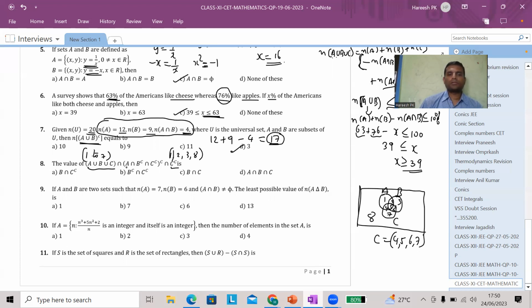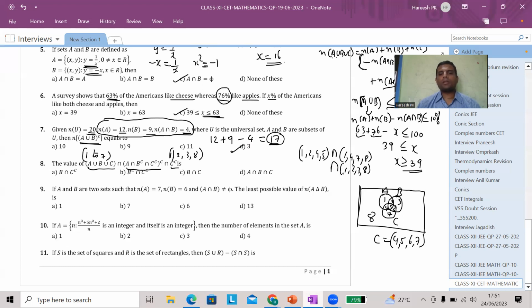What about this? A intersection B complement intersection C complement. So A is 1, 2, 4, 5. Intersection B complement. B complement means everything except B, except 2, 3, 5, 6. So it is 1, 4, 7, 8. And C complement is 1, 2, 3, 8.